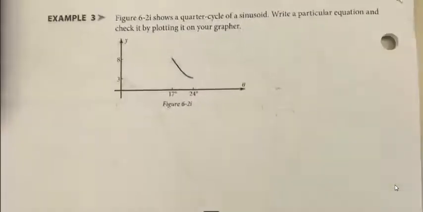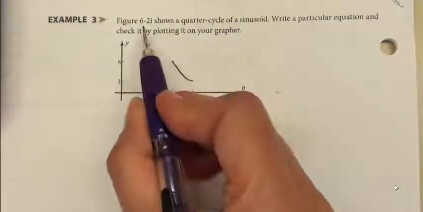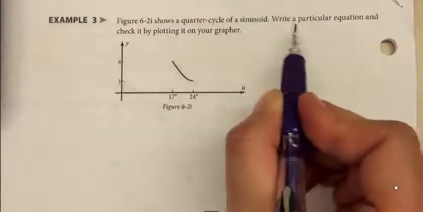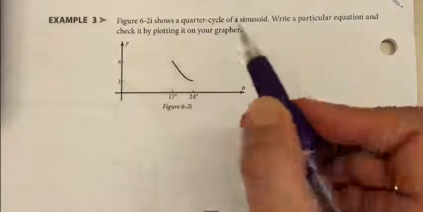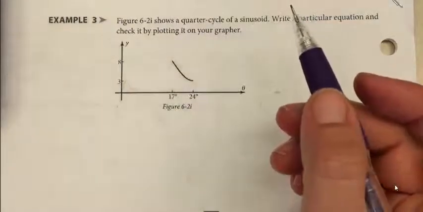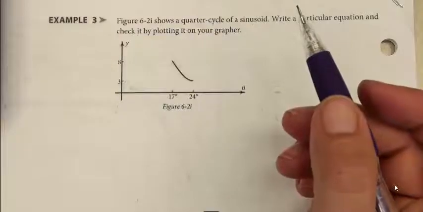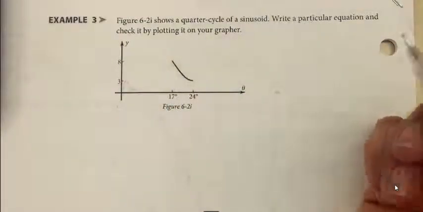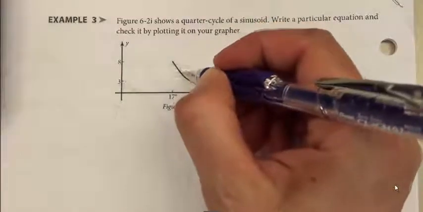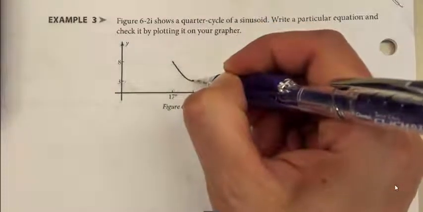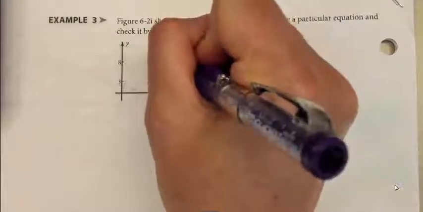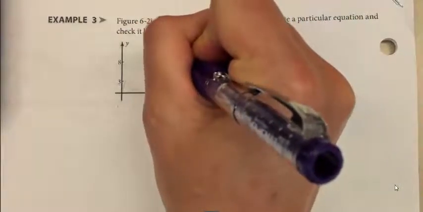Last example, example 3. Figure 6-2i shows a quarter cycle of a sinusoid. Write a particular equation and check it by plotting it on your grapher. So we've got a quarter of this. It looks to me like I am currently on a concave up. So my point of inflection is here, which means prior to that, I was on a concave down.